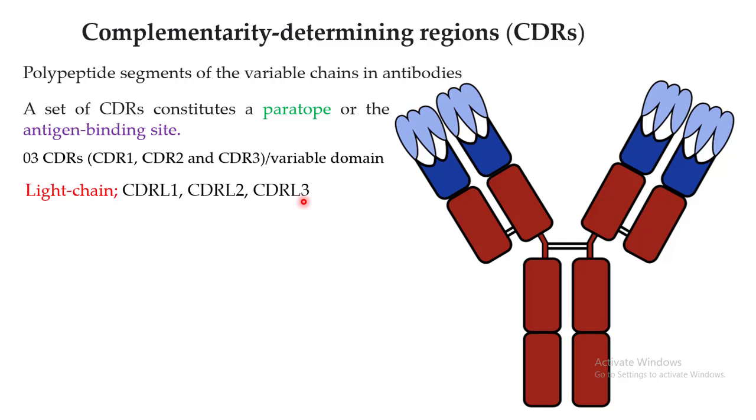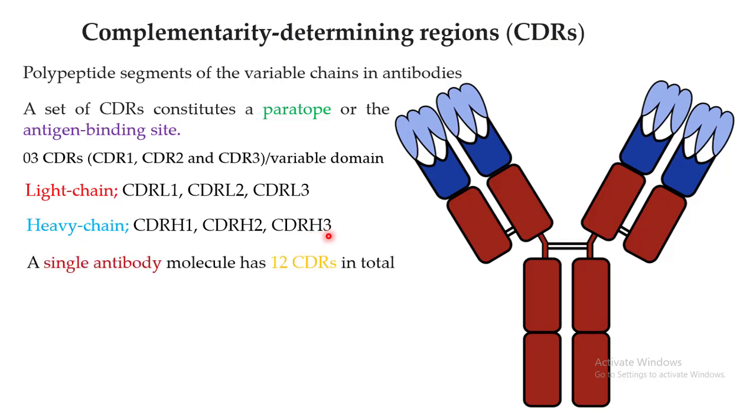So in a single variable domain, you are going to see three CDRs. If there are three in the light chain, you are going to see three in the heavy chain as well, and they are known as CDR H1, the complementarity-determining region of the heavy chain number 1, then number 2, and number 3.